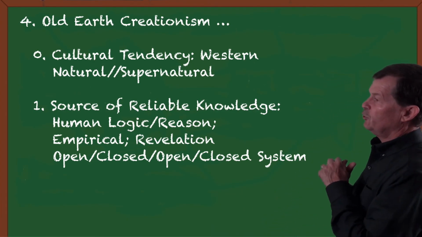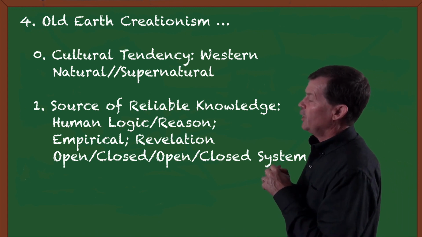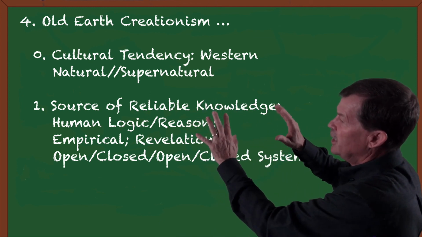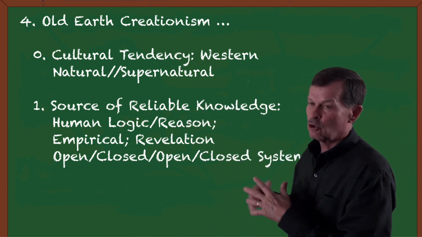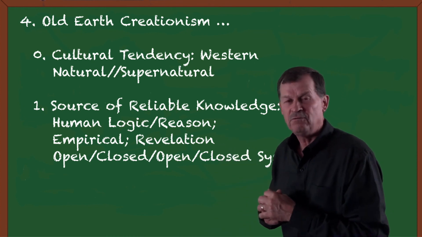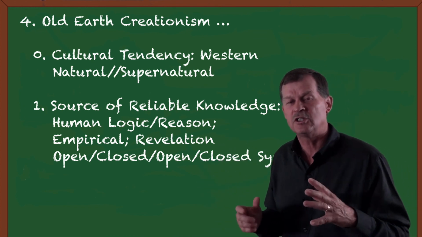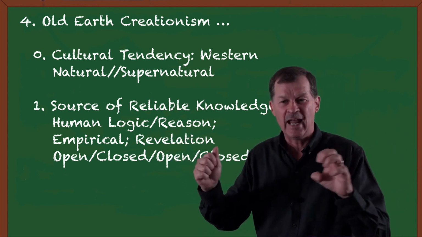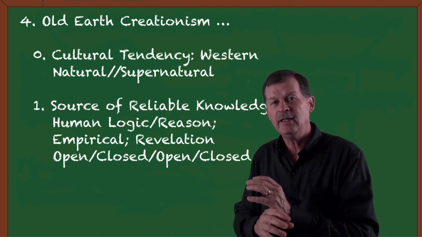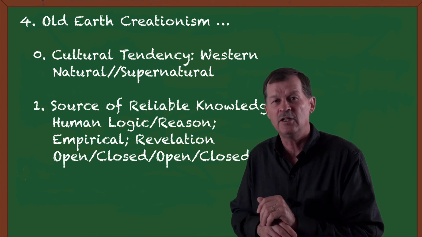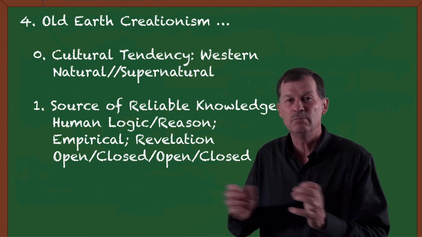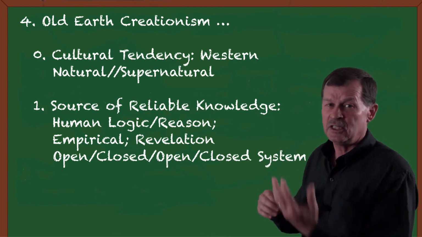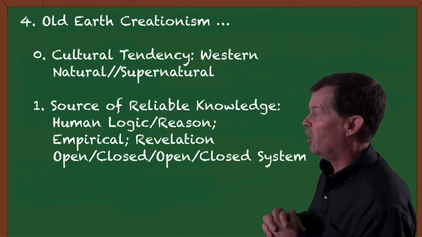Number 4, Old Earth Creationism. Old Earth Creationism has the cultural tendency of being Western, again, because it also follows the natural supernatural divide and the chronos and the different time elements. So in other words, Old Earth Creationism is incorporating the chronos, the old time elements that have been gathered through a closed system, and applying it to the biblical record, the 6 days of creation. And so it's kind of a combination model that's trying to adjust to the scientific data and the biblical data and trying to harmonize them.